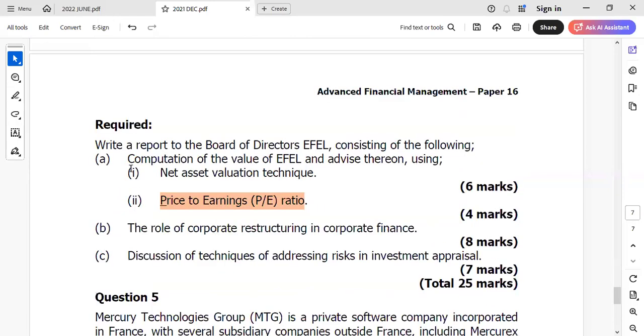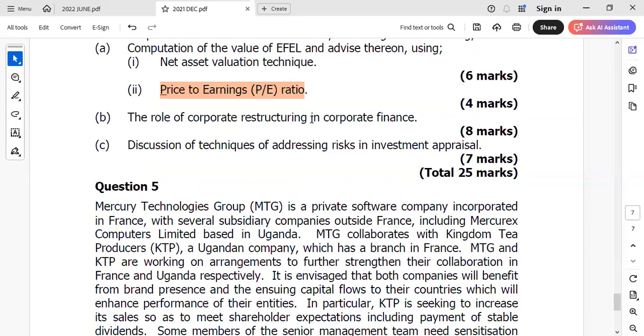The role of corporate restructuring in corporate finance. Here you can read through the techniques of addressing risks in investment appraisal.